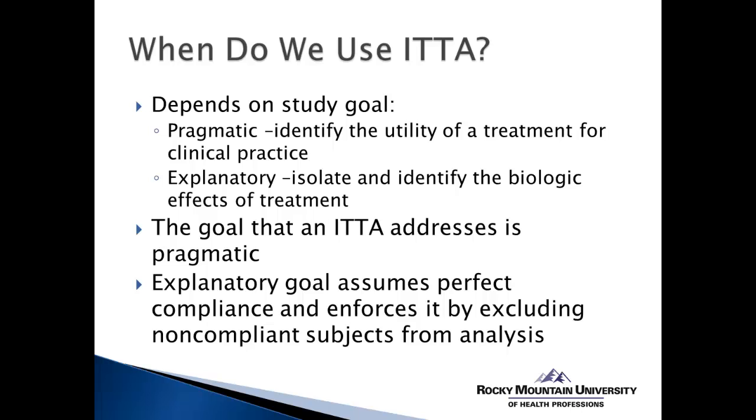Now, if your goal is explanatory, then we're assuming that in order to really understand the effect of the treatment, we need to have perfect compliance. And so we enforce this perfect compliance by excluding any non-compliant subjects from the analysis. So anyone that's non-compliant or anyone that withdraws partway through the study, we just exclude them. Because if they didn't receive the full treatment, we can't really study the true treatment effect. And so we exclude them from the analysis. So that's one thing to think about as you start to think about, do I need to do intention to treat? Well, it depends on what your study goal is.